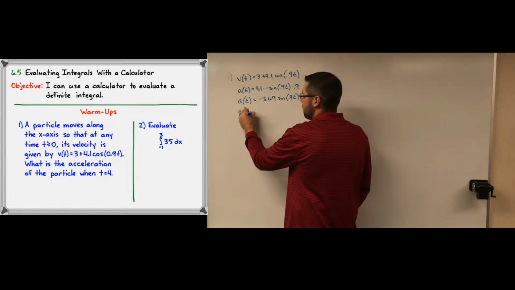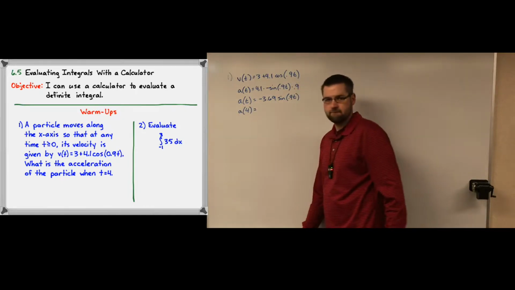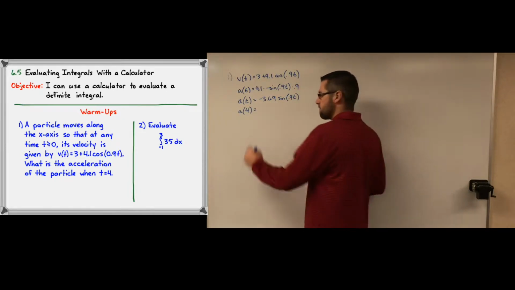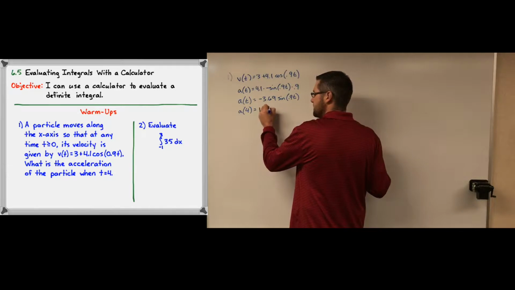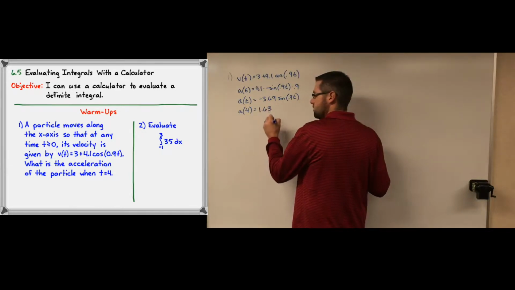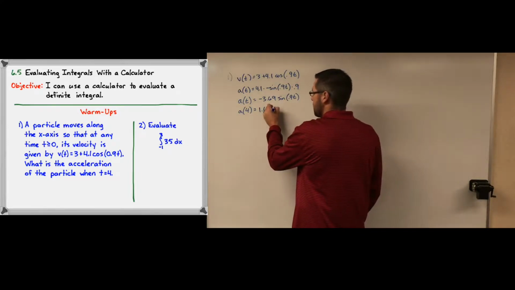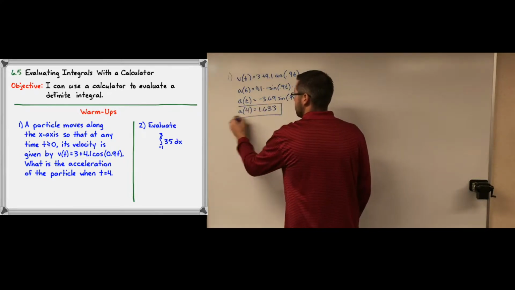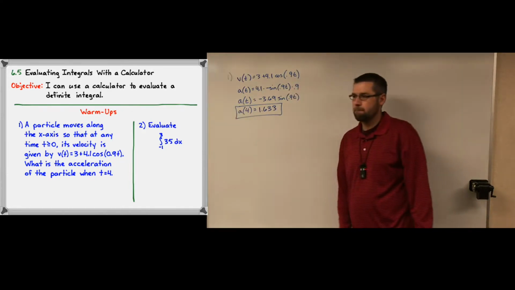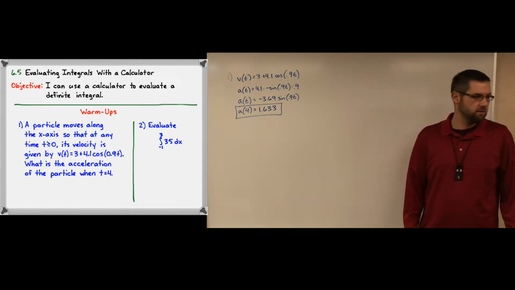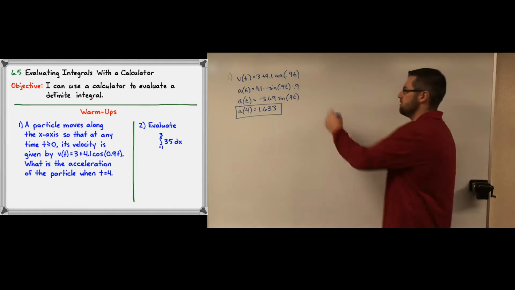And then we're looking for the acceleration at t equals 4. So we just plug in 4. What'd you get? 1.6 what? There's always 3 decimals. 633? Okay. All right. Are we good? Okay. That should be easy.